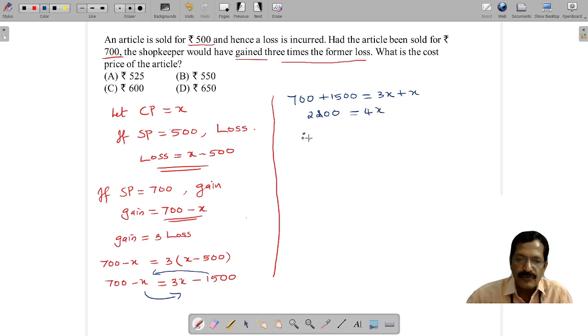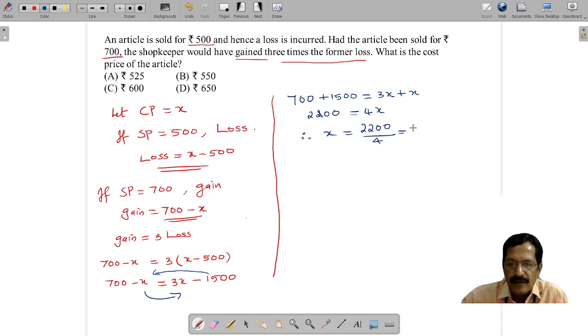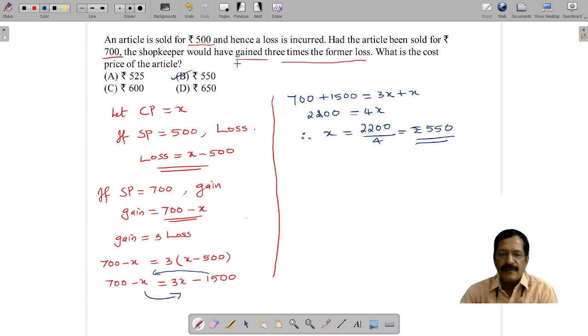So what about 4X? X will be equal to, by the same idea for multiplication and division also. 4 is multiplied with X, so when we shift 4 to the other side, it becomes divided. Multiplication becomes division, division becomes multiplication. So it is 2200 divided by 4, and we get rupees 550. So the answer is B. This question was asked in one of our Jawahar Navodaya selection tests in previous years.